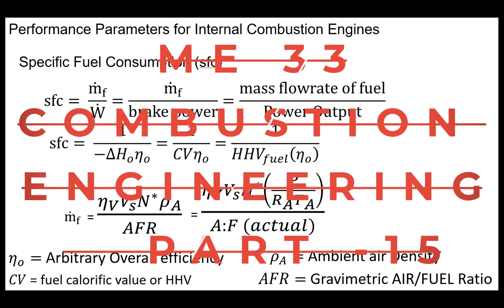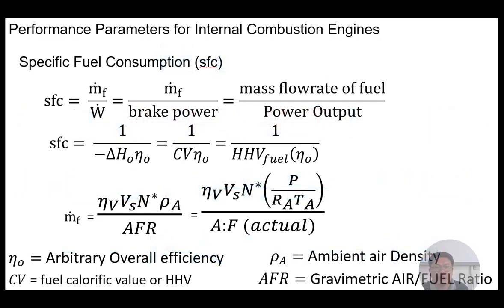Now, let's go to the performance parameters for internal combustion engine. For the specific fuel consumption, we have this equation. The specific fuel consumption will be the mass flow rate of your fuel divided by the brake power. This is clearly defined here. So that is the ratio, the specific fuel consumption.